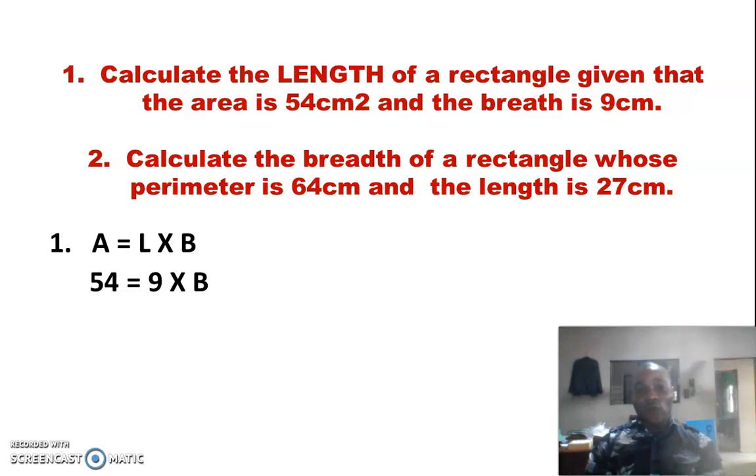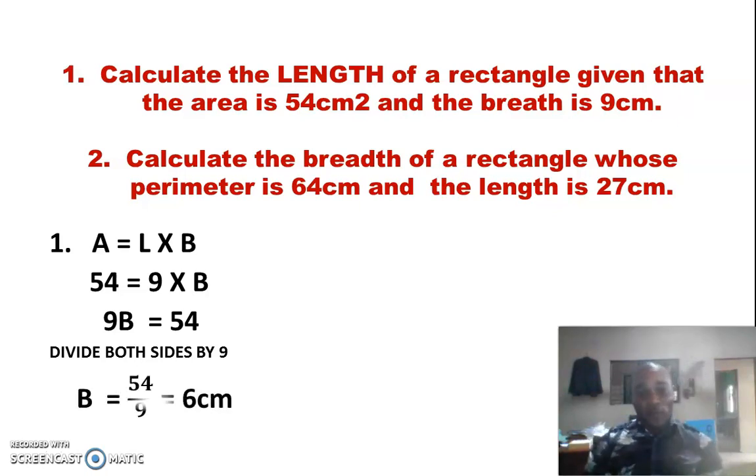Now, all we need to do is what? Since we are told to find the length, area is 54 equals to the length L times the breadth 9. So that means it will give us 9L equals to 54. So that means we are looking for the length. How do we get the length? We divide both sides by 9. When you divide both sides by 9, that means the length will be what? 6 centimeters. The length will be 6 centimeters.